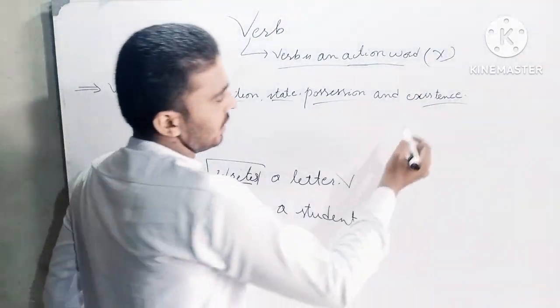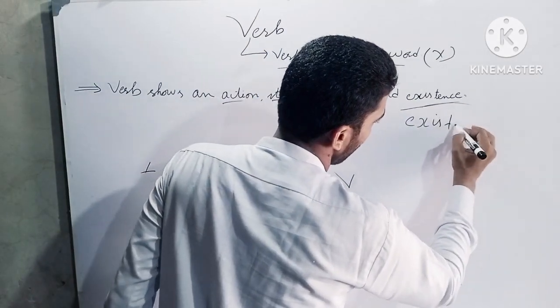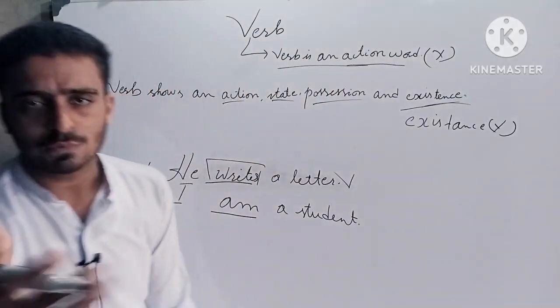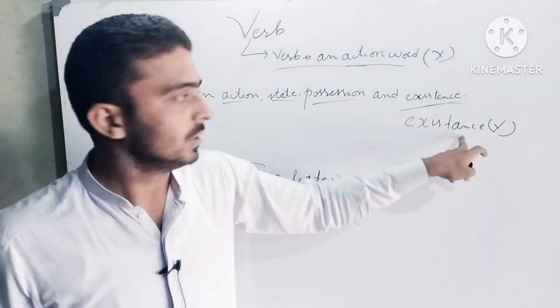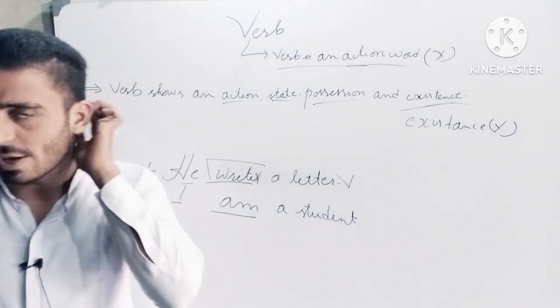Suppose here there is another mistake, that sometimes students write the spelling of existence as EXISTANC. This is wrong. You can confirm it from Google or your dictionary. You cannot place an A after the T. You always place an E after the T in existence. Okay, that's a good definition.